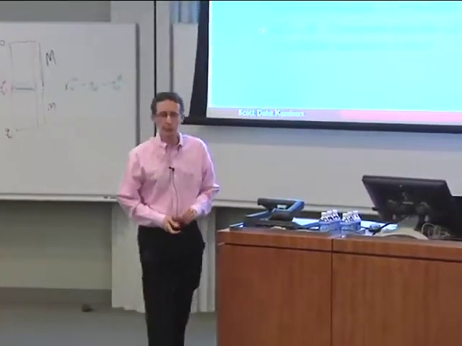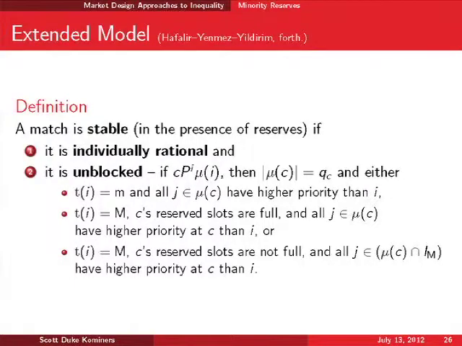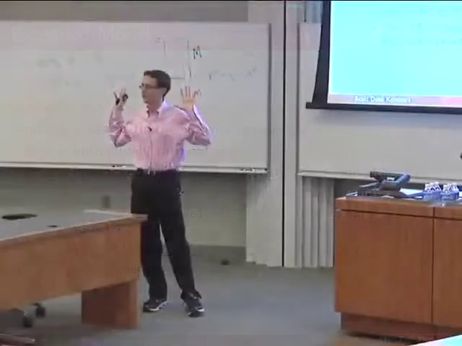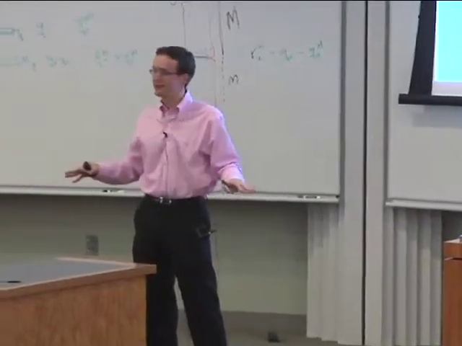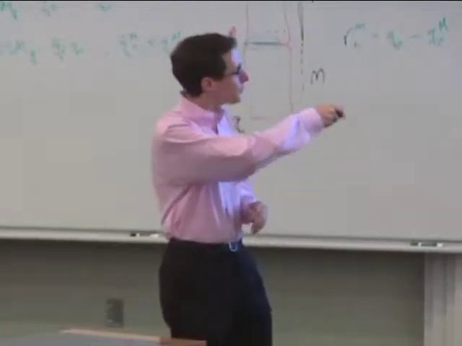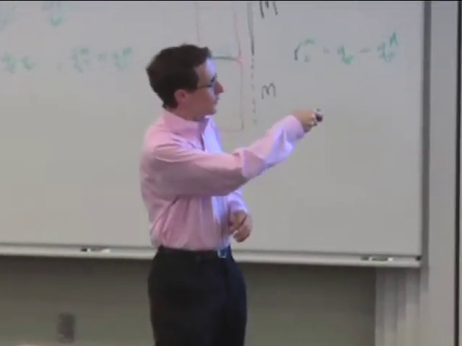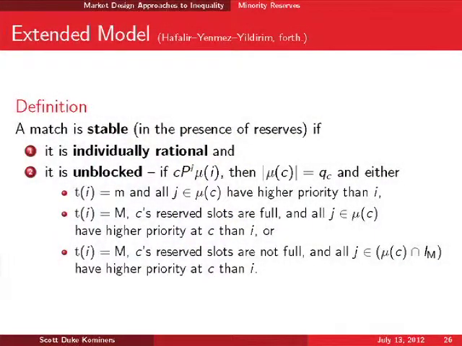OK. One more stability definition. Getting a little bit more complicated. We have another component of the definition. Individual rationality, same as it's been throughout. Unblockedness. So now we really have to look and see what's going on. So first of all, the capacity is full. So you can always block just by moving to a school that has an empty seat that you want. So we'll assume that, if there's a block, it has to involve a school where the capacity is full. So we're going to rule out, as before, the possibility that minorities want to move in and have higher priority than somebody.